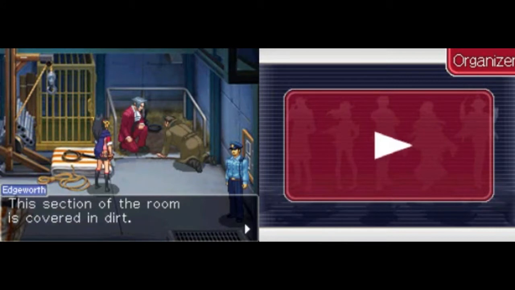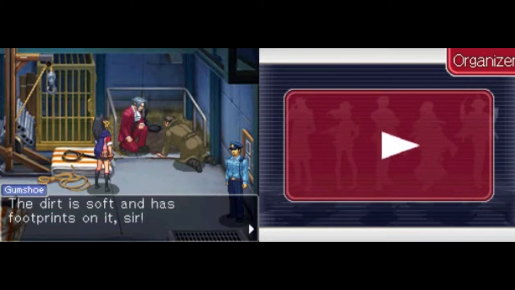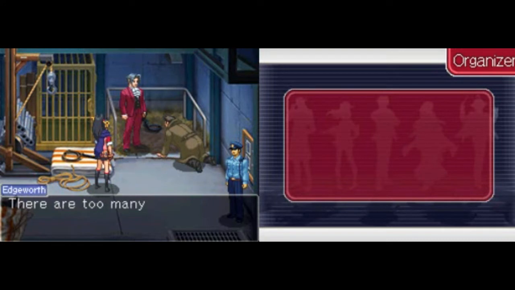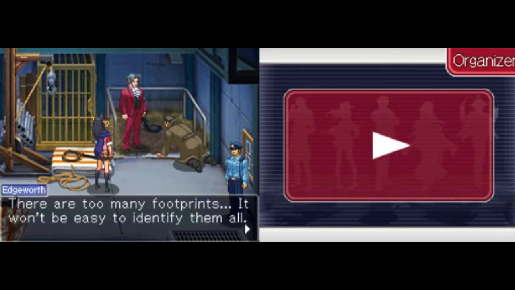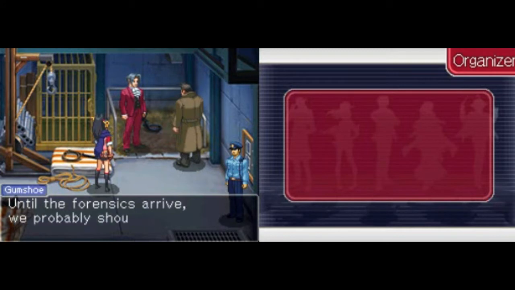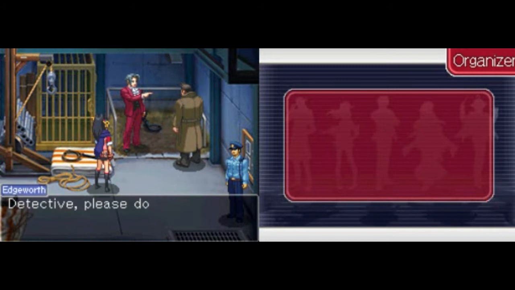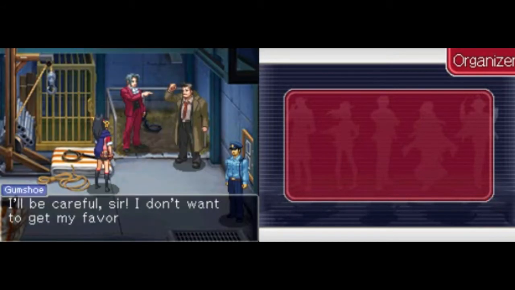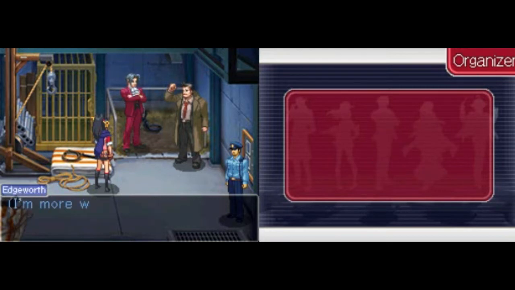This section of the room is covered in dirt. The dirt is soft and has footprints on it, sir. There are too many footprints. It won't be easy to identify them all. Until the forensics arrive, we probably shouldn't tamper with this area. Detective, please, don't trip and fall in the dirt. I'll be careful, sir. I don't want to get my favorite coat dirty. I'm more worried that you'll mess up the footprints.